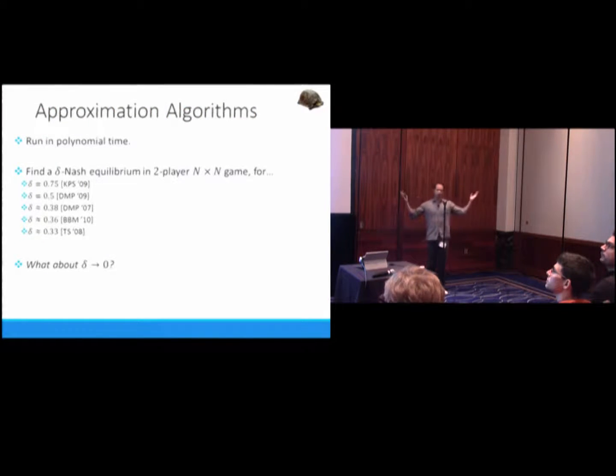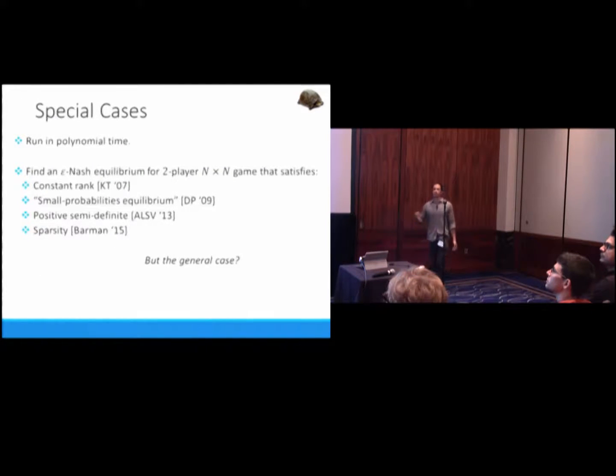So I promised to tell you about algorithms. Here there is a series of improving approximation algorithms. The best thing we know is delta is approximately 0.33. And we don't know, can you take delta to 0? Again, that was open. And there are a bunch of special cases for which we can get polynomial time algorithms. But the general case, we didn't know.